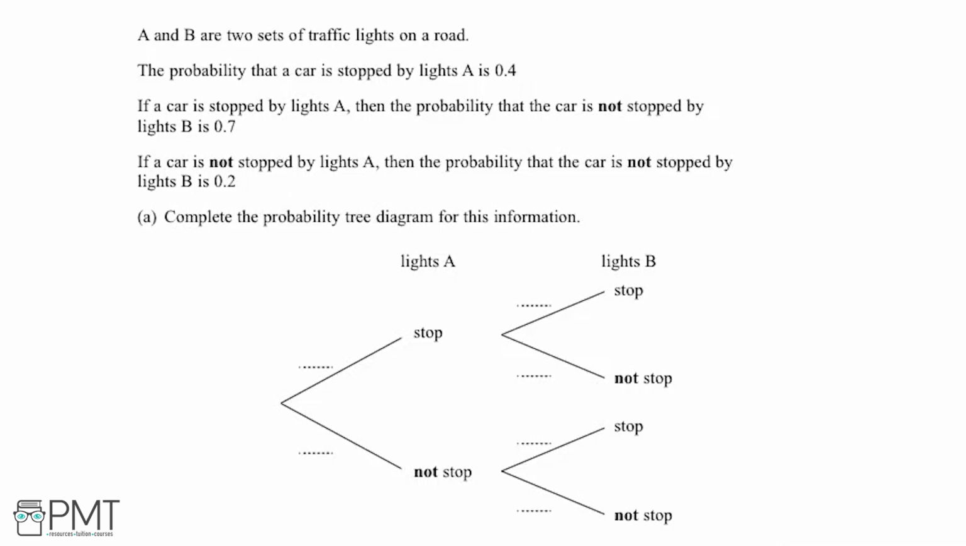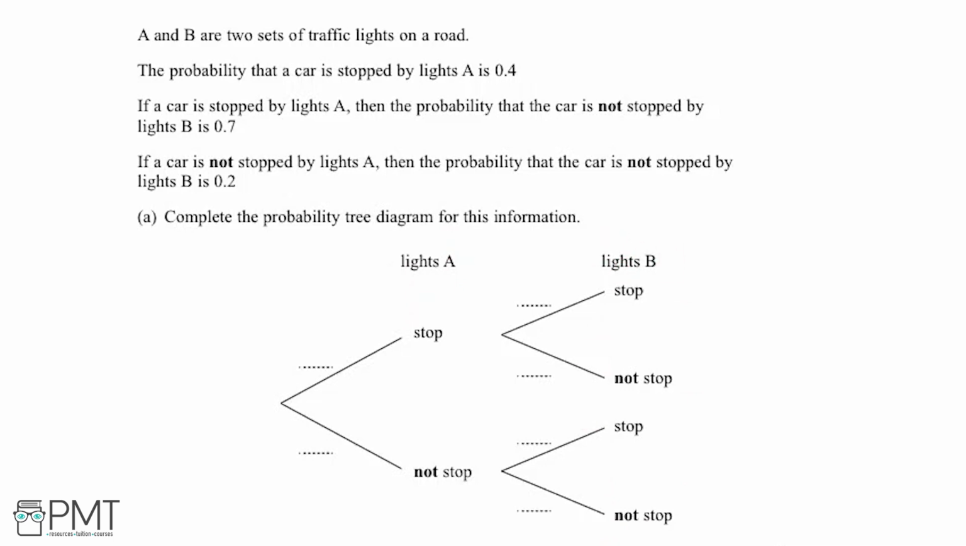Okay, so that's a lot of information there, so we're going to break it down. And luckily they've given us this tree diagram here already to help us. So here we've got our information for lights A, and here for lights B. So we're going to go through the question line by line.